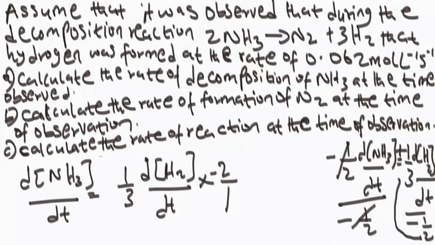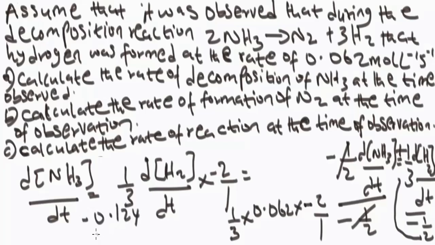When you simplify further, you now input the rate of formation of hydrogen, the value we have is 0.062. So it's going to give us 1 over 3 times 0.062 times minus 2 over 1. When you simplify everything, you're going to have 0.062 times minus 2. Let me put it in my calculator. You're going to have minus 0.124 divided by 3.